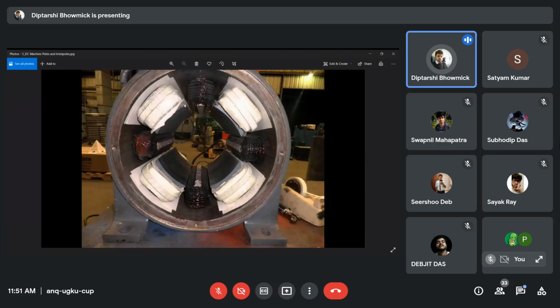So interpoles may be there or may not be there, but in our case, whatever machine we have in our laboratory, we have the interpoles. So the number of main poles will be 4 and the number of interpoles will be 4. Now, pole arc and pole pitch.